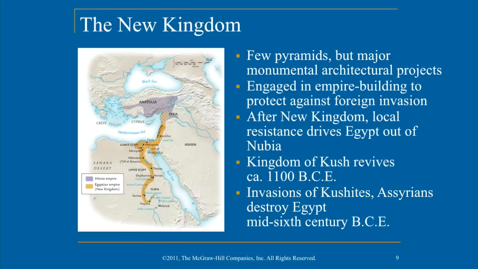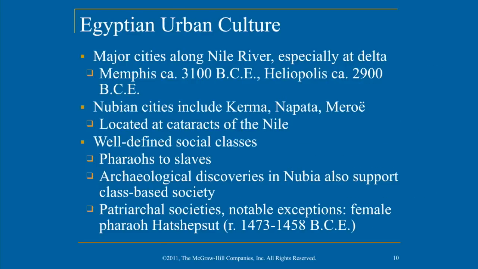An empire is a group of people that are banded together under one authority or one leader, and they're able to protect against foreign invasion, because if one of you is attacked, they're able to band together and send troops and take care of each other. After the New Kingdom, local resistance drives Egypt out of Nubia. So Nubia actually pushes back Egypt, and the kingdom of Kush revives around 1100 BCE. There's an invasion of Kushites and Assyrians, and they eventually will destroy Egypt in the mid-6th century BCE. So Egypt, as part of the Egyptian Empire, is actually destroyed after some different invasions around the mid-6th century BCE.